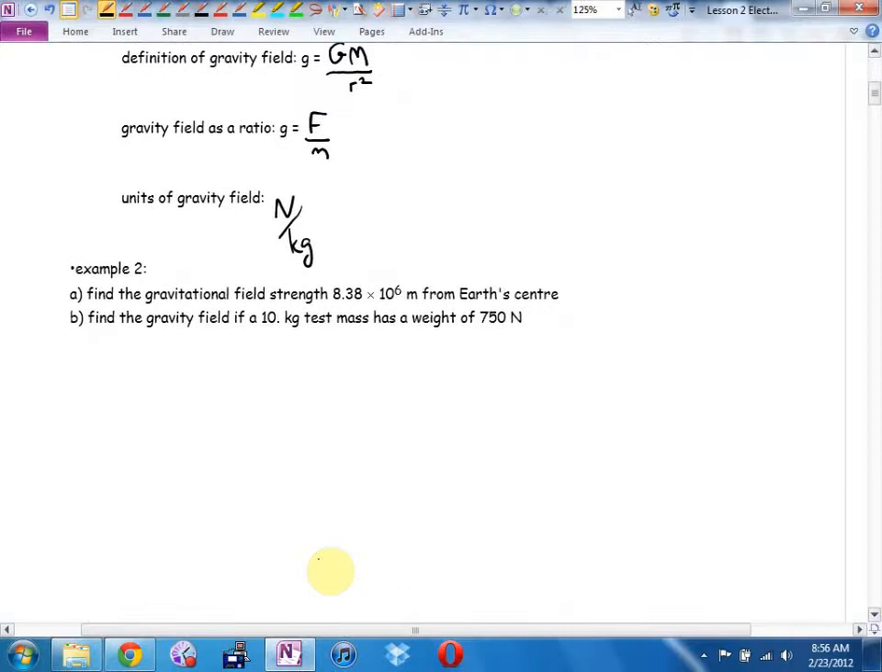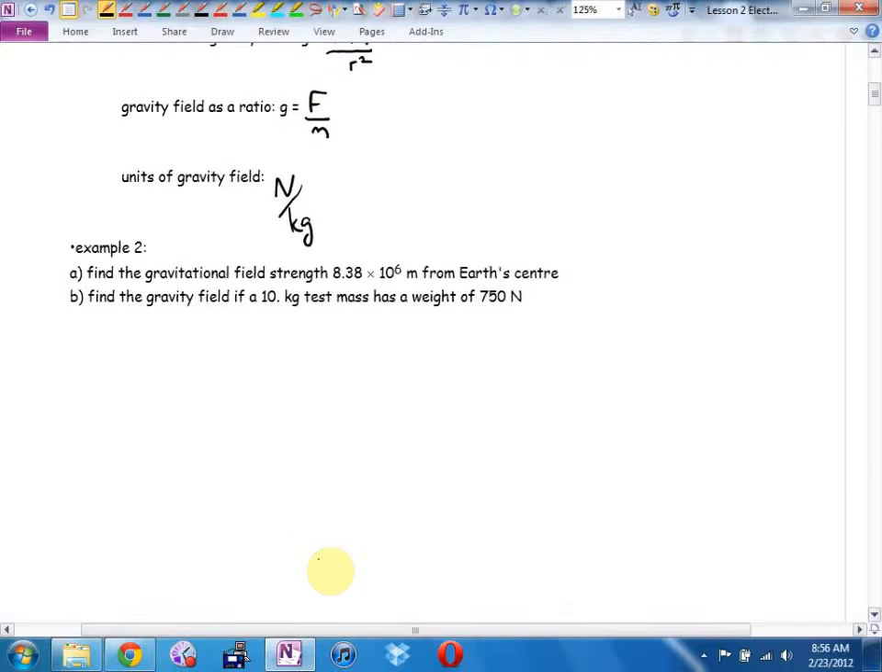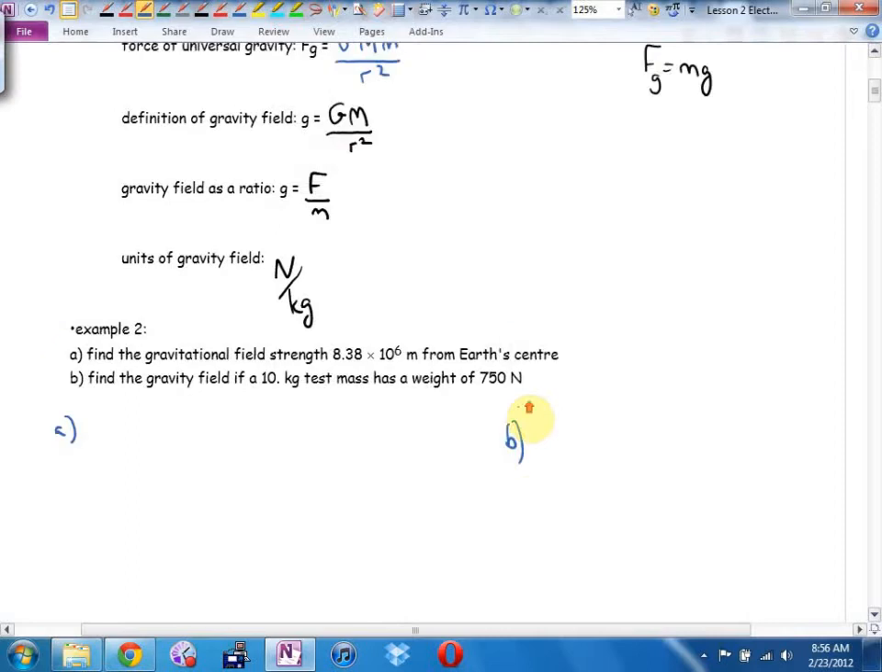So, example A says, find the gravitational field strength that far from the Earth's center. Calculate the gravitational field strength. What you want to ask is, which approach will I use, the ratio approach or the definition approach? Well, they gave me a distance from the Earth's center. I think I'm going to use the definition approach. The gravitational field strength is going to be that.